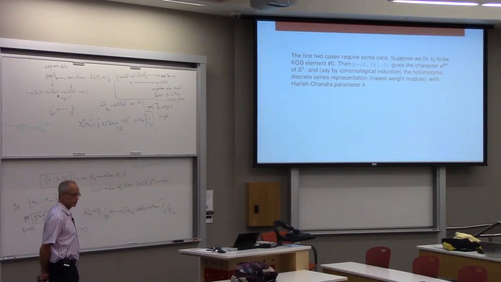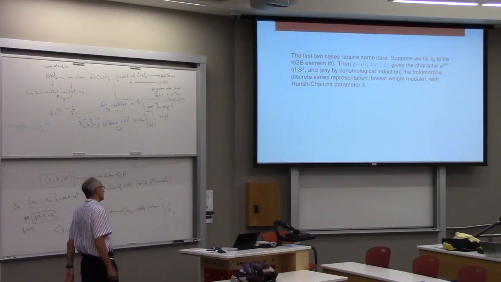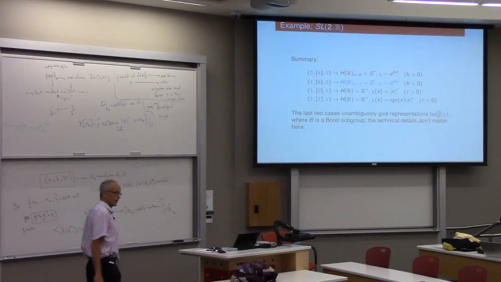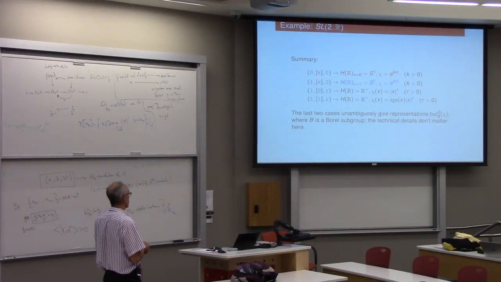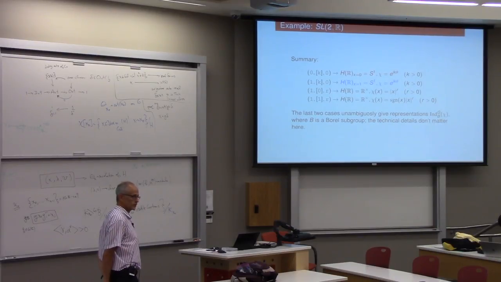All right, so here's how you figure out the first two lines. Well, the easy thing to say is that these two representations are giving you the holomorphic and anti-holomorphic discrete series of SL2. And let's not worry about which is which.